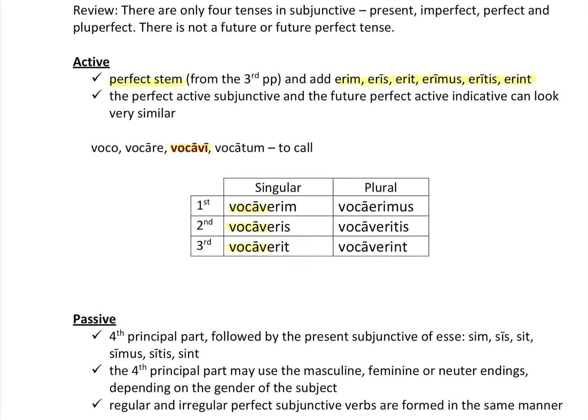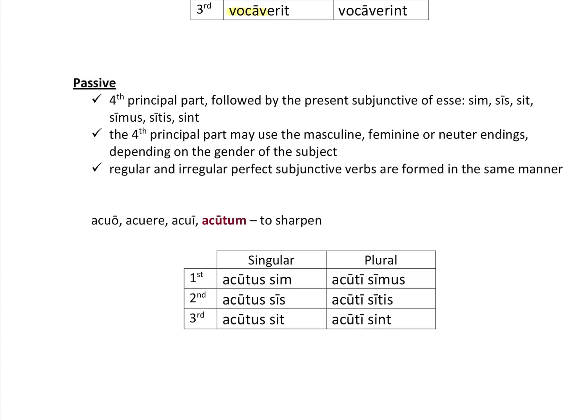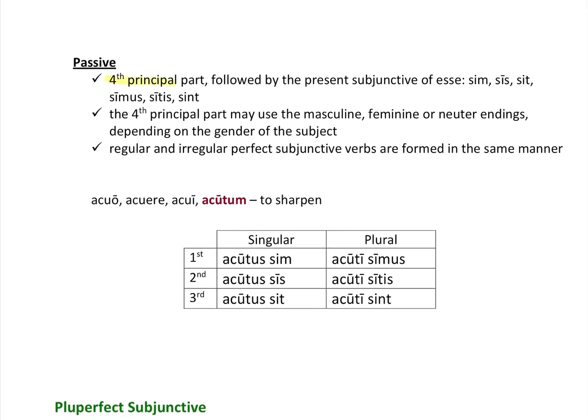All right, and we're going to make it into the passive. Passive, of course, we use the fourth principal part, followed by the present subjunctive of esse: sim, sis, sit, simus, sitis, sint. Now, the fourth principal part may use the masculine, feminine, or neuter endings, just like you're used to with the fourth principal part, depending on the gender of the subject.